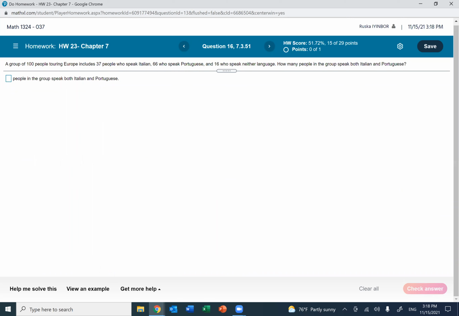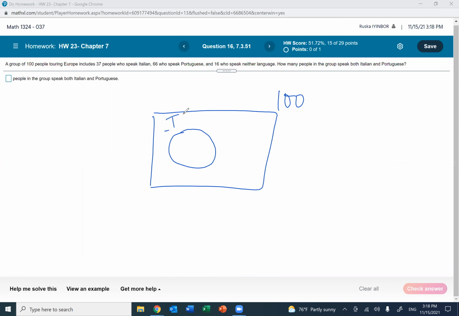So here we have a similar example. We're going to use the Venn diagram also. We have 100 people, so the universal set is 100. It includes 37 people who speak Italian. So these are the people who speak Italian. 66 speak Portuguese. So this is Portuguese. And 16 speak neither language. So neither is going to be outside. How many people in the group speak both Italian and Portuguese? That's what they're asking me here.